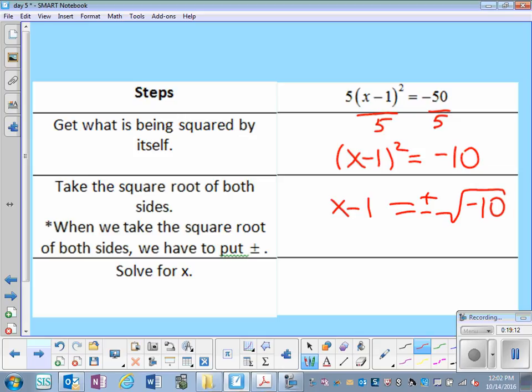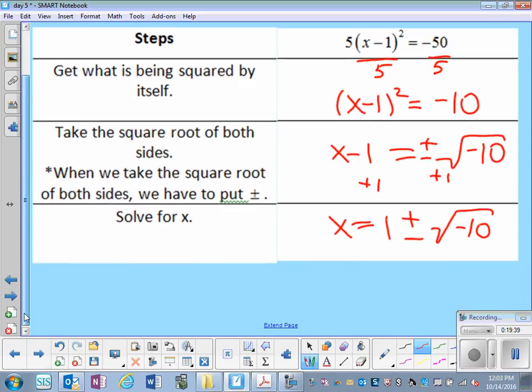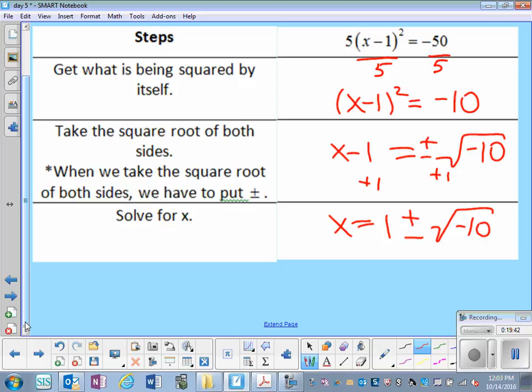And now I need to solve for x. So how do I solve for x? I want x by itself on this side. How do I get from here to here? I just add 1 to both sides. So when I add 1 to this side, it's just 1, still plus minus, and then the square root of -10. So let's simplify that ugly square root. How do I do that? x equals 1 plus minus. What is the square root of -10?